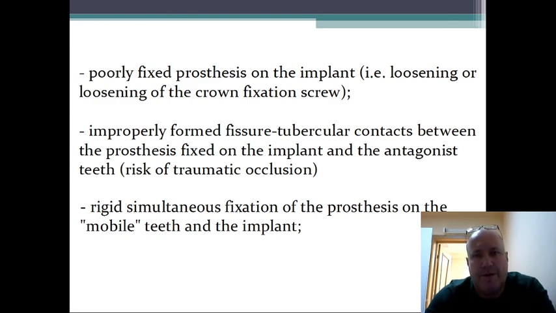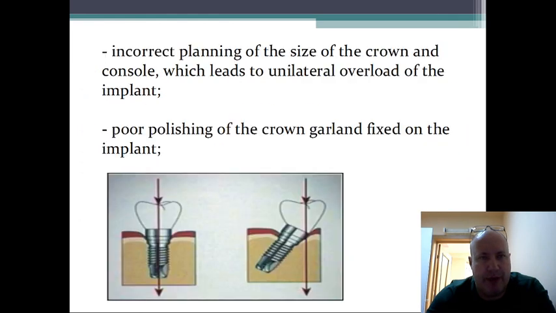Improperly formed fissure-tubercular contact between the prosthesis fixed on the implant and the antagonist teeth. Traumatic occlusion, so-called. Rigid simultaneous fixation of the prosthesis on the mobile teeth and the implants. Incorrect planning of the size of the crown and the console, which leads to unilateral overload of the implant. And also, poor polishing of the crown garland fixed on the implant.